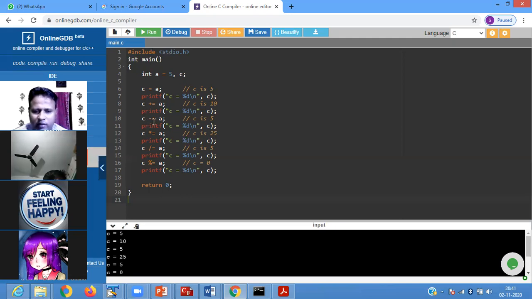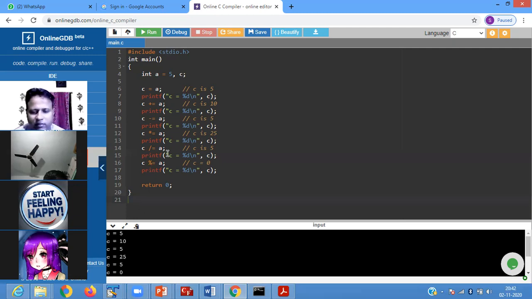c minus equals to a, so c equals to c minus a. The value of c is 10, 10 minus 5 is 5. So the value of c is now 5. c multiplication equals to a, c is equals to c into a. The value of c is 5, the value of a is 5, 5 into 5 is 25. So the value of c is 25.